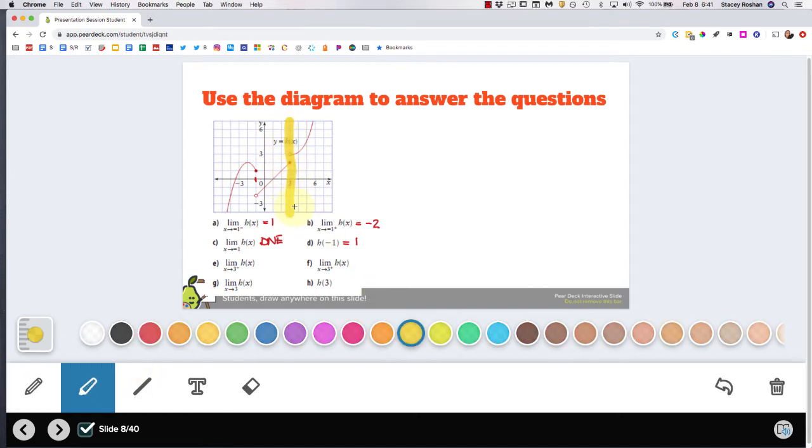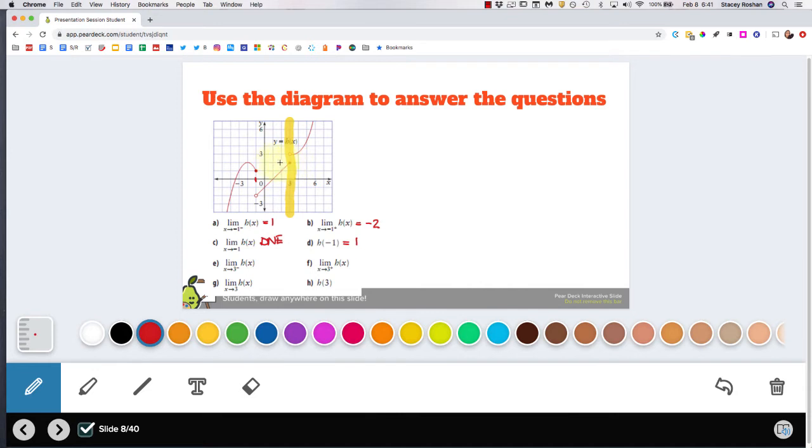So we're looking at 3 now. From the left, we're going to a y value of 2. From the right, we're going to a y value of 3. Since the left and the right are different, the limit does not exist. And h of 3, where is it defined at 3? It is defined at 2.